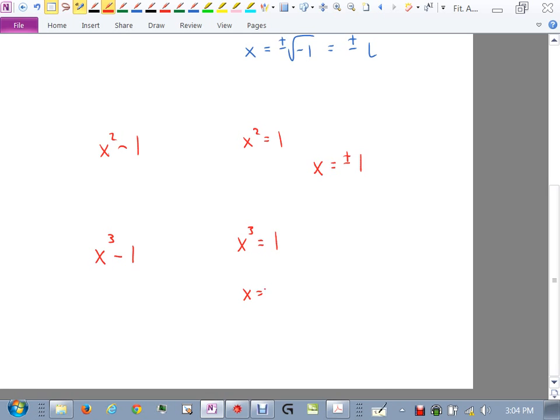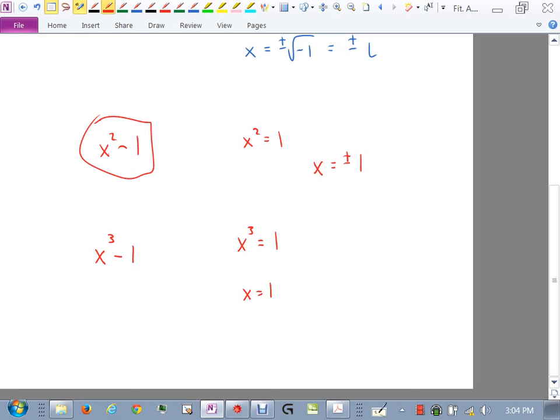X is 1. Do we all agree with that? There are two others. Other than, I'm setting them equal to 0?